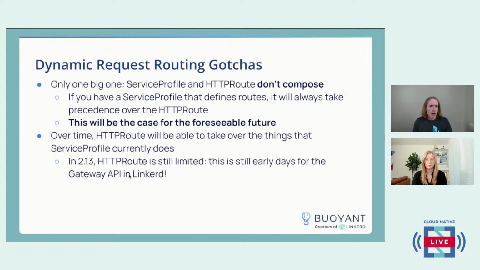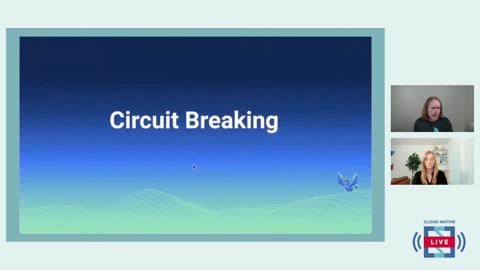The big changes here are that HTTP route will gradually gain more and more capability, so that by the time we actually fully deprecate service profile, you'll be able to just define an HTTP route that does all of the same things that your service profile did in the past. In 2.13, HTTP route is still pretty limited because this is still pretty early days. So this is a great place to pay attention as we go forward. Actually, let's talk about circuit breaking here, and then I'll talk more about the specifics of what these routes look like during the demo.